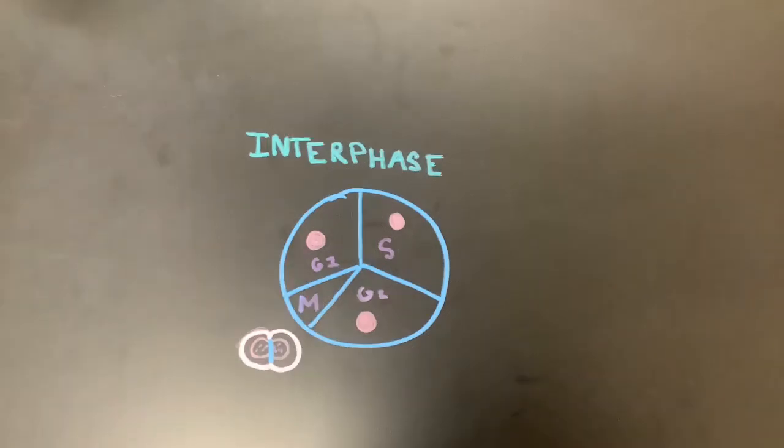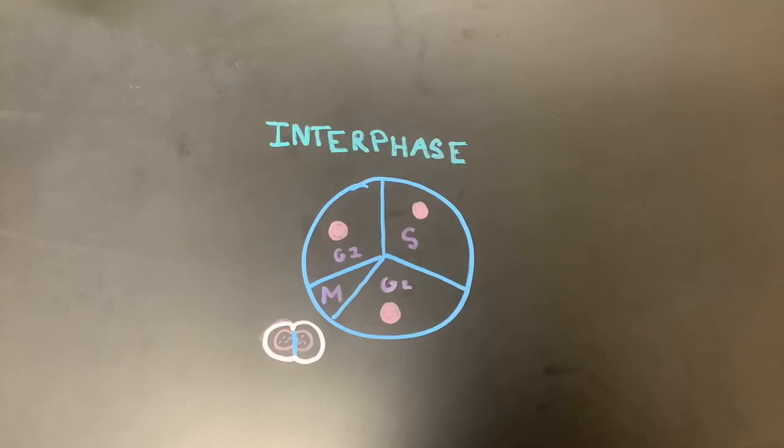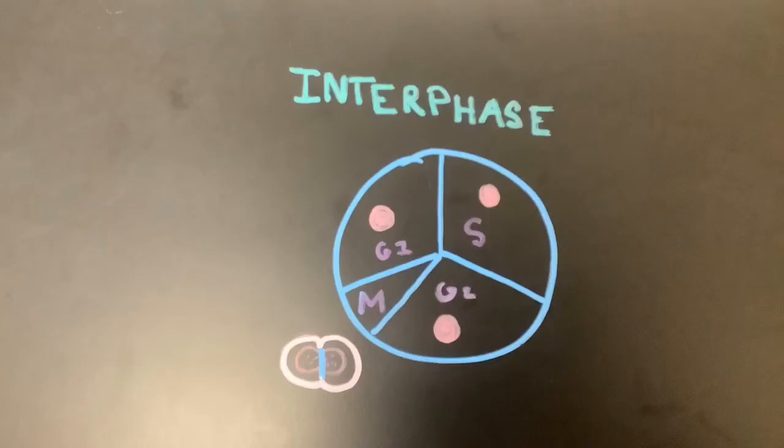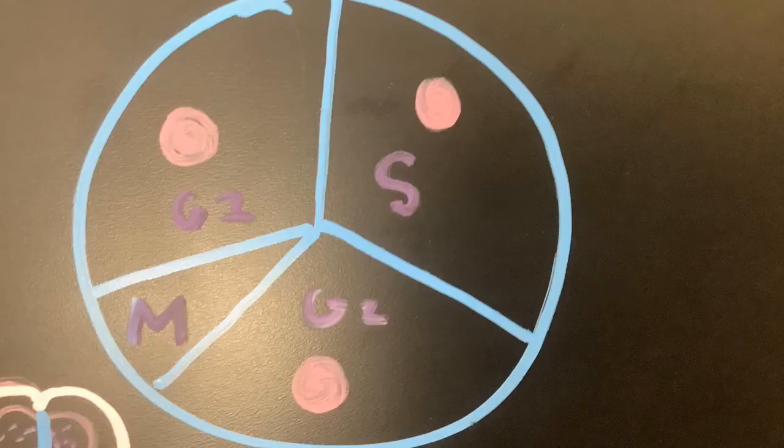Let's start the cell cycle with interphase. Interphase consists of gap 1, which includes the cell growing, gap 2, which also includes the cell growing as it prepares for meiosis, and synthesis, where the DNA is replicated. Let's take a look now.